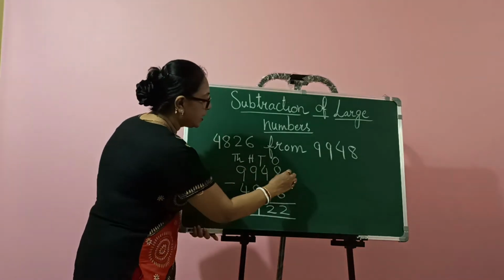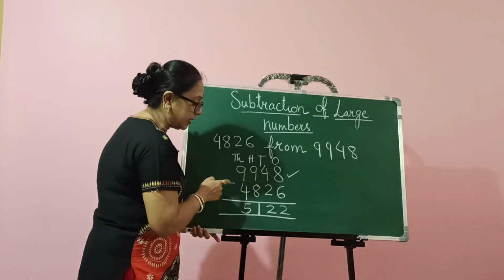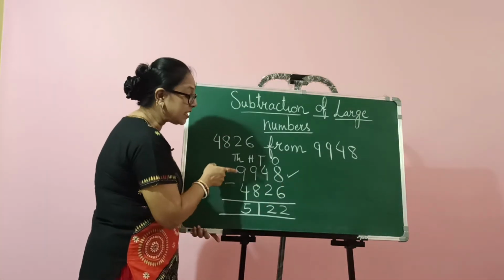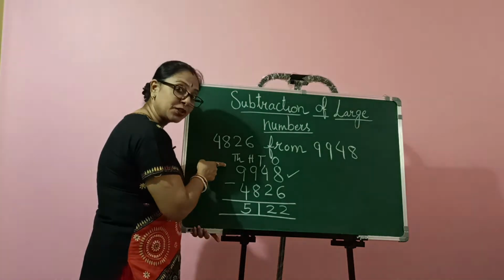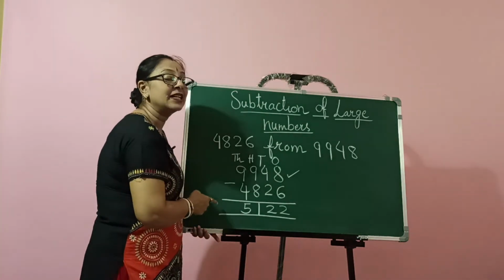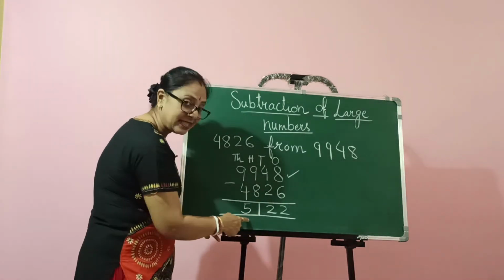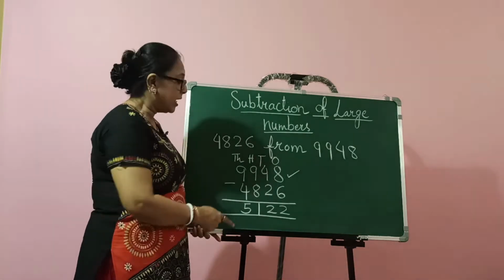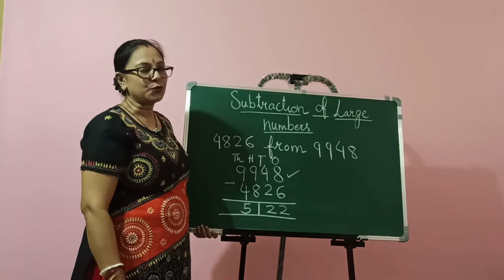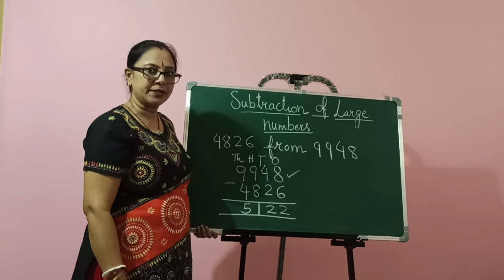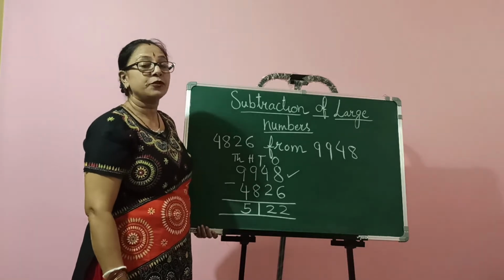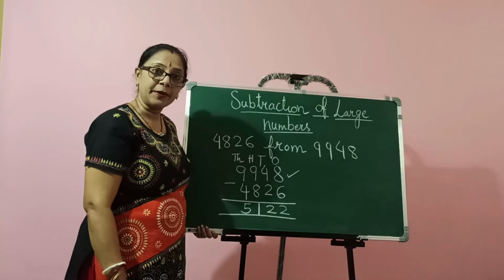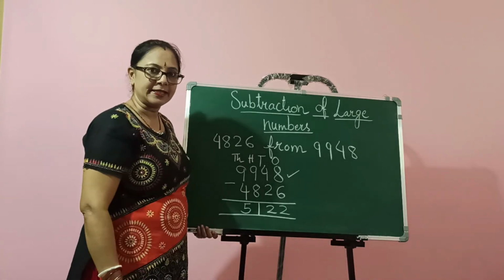Here, the larger number on the top is known as the minuend. The smaller number which is subtracted from the larger number is known as the subtrahend, and the answer or the result that we got is called the difference. In this way, we can subtract any large numbers, okay, with 3 digit, 4 digit, 5 digit, 6 digit and so on. Okay, so let's take another example.